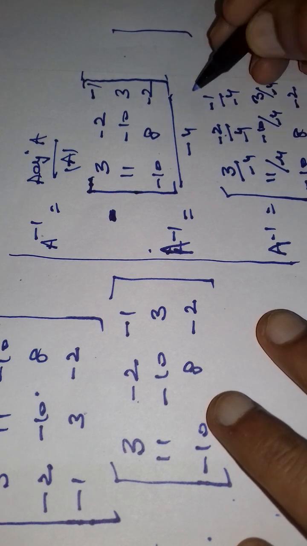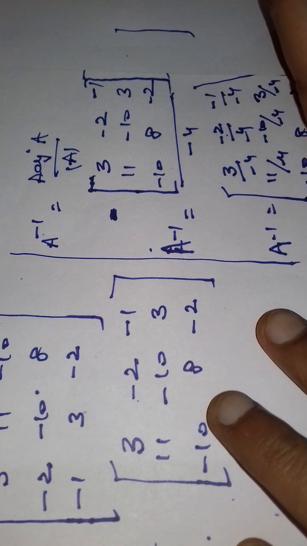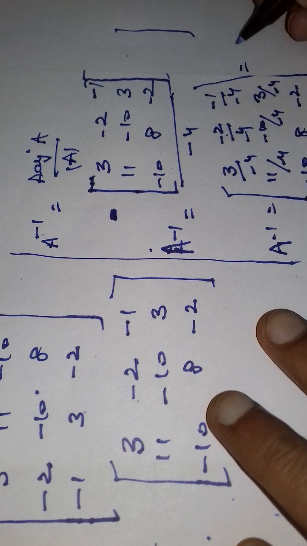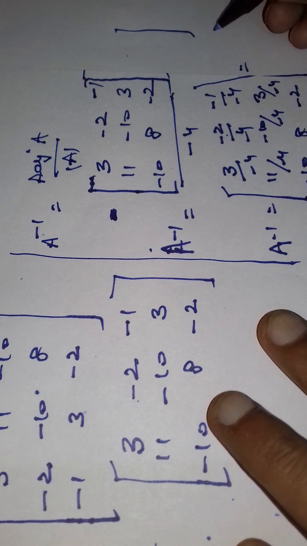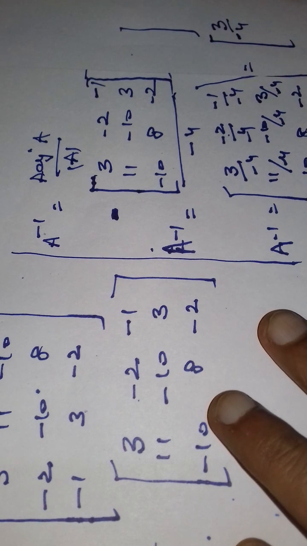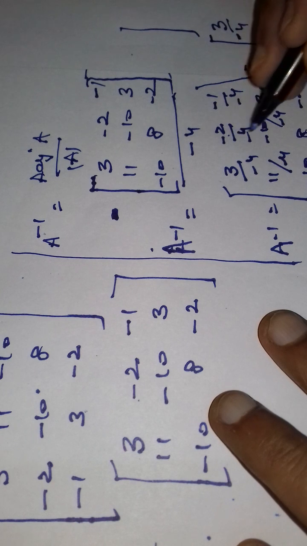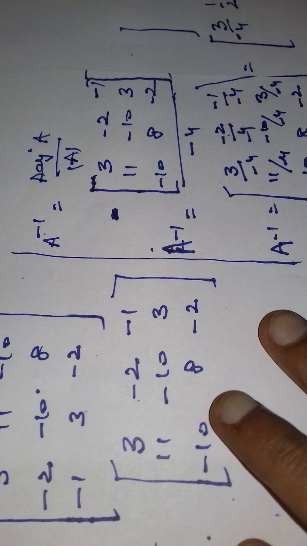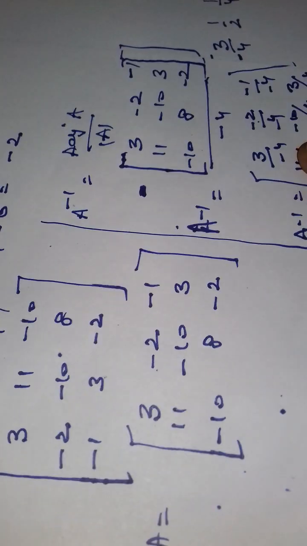Let's summarize. 3 divided by minus 4 is minus 3 over 4. Then minus 2 divided by minus 4 is 1 over 2, as they cancel each other. Then again minus 1 divided by minus 4, the value will be 1 over 4.